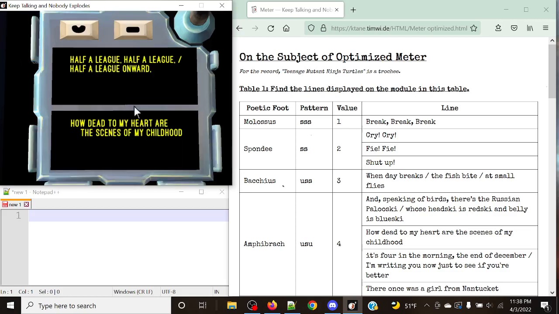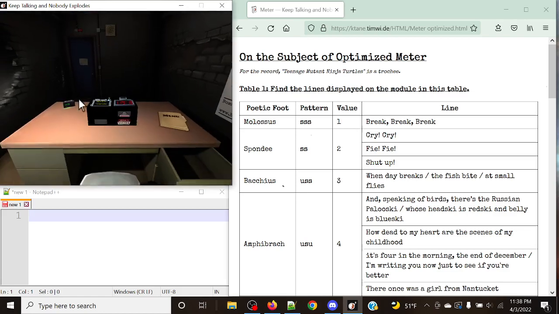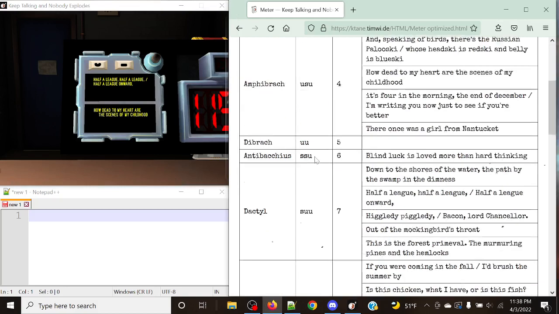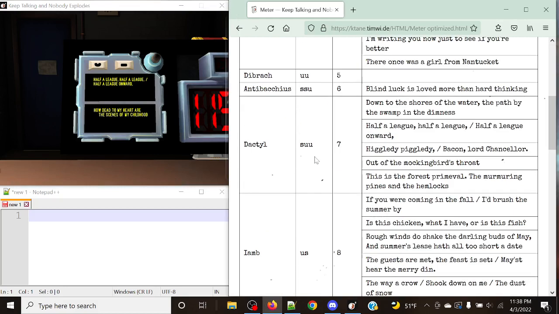On this module, we're going to have two different lines, which are based off of a text in this case. What's going to be happening is that we need to find these two lines, and we're going to be submitting a specific pattern. That's going to be based off of the poetic feet we get, and there's going to be some sort of shifting that we're going to be doing with this module.